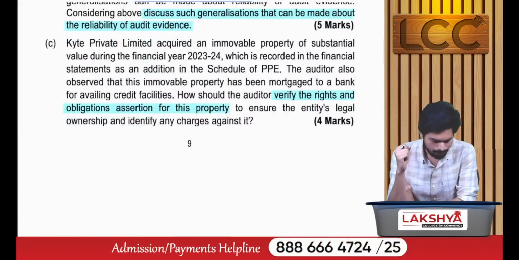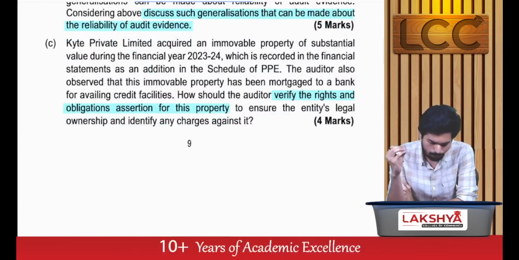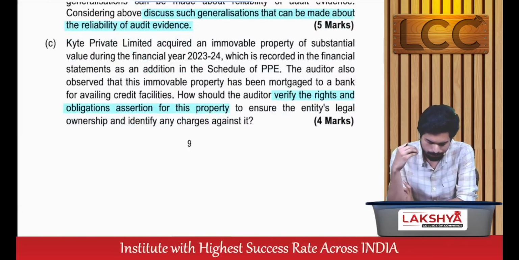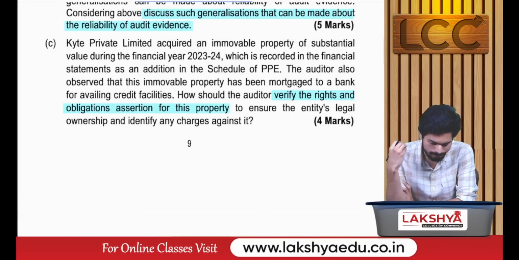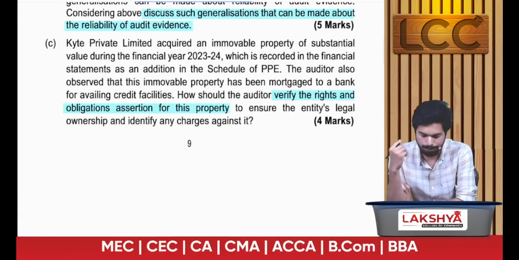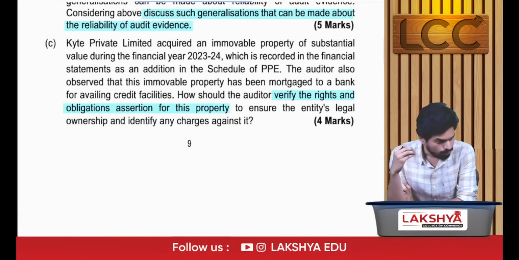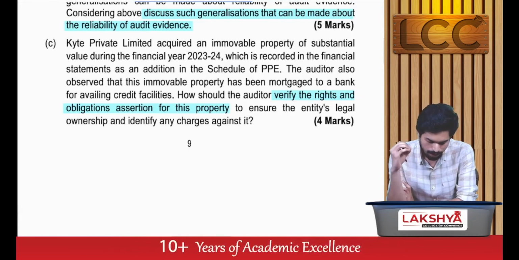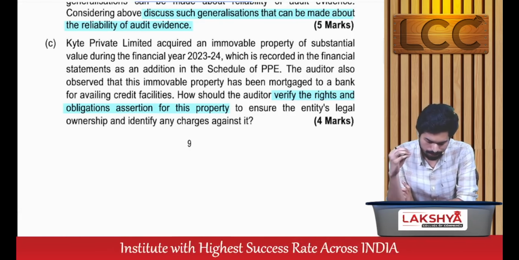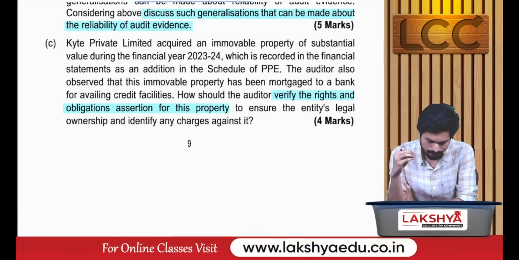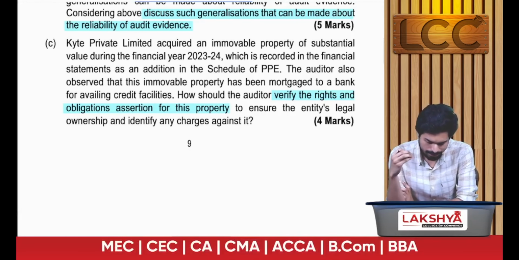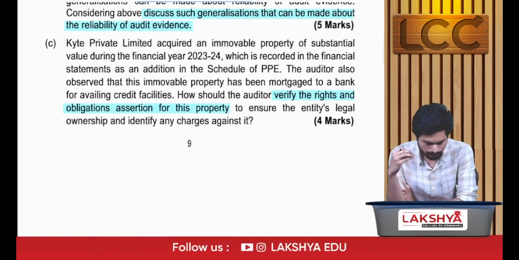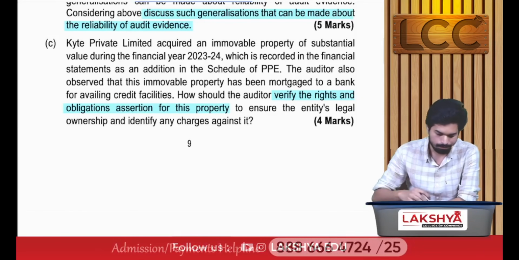Next, Kite Private Limited acquired an immovable property of substantial value during the financial year 23-24, which is recorded in the financial statements as an addition in the schedule of PP. The auditor also observed that this immovable property has been mortgaged to a bank for availing credit facilities. How should the auditor verify the rights and obligations assertion for this property to ensure the entity's legal ownership and identify any charges against it?